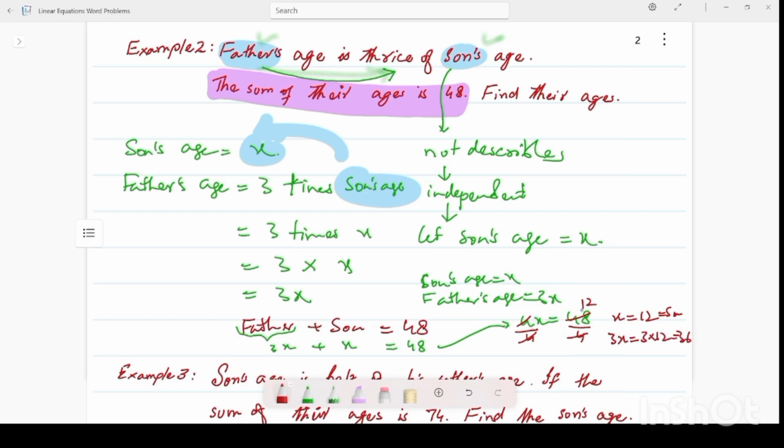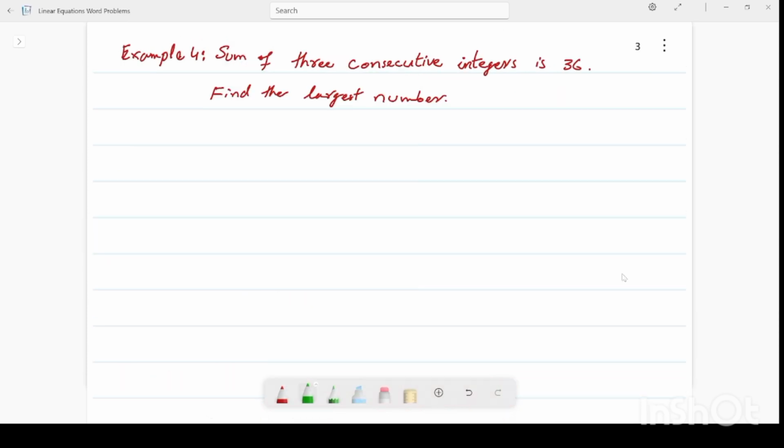So likewise we found the son's age and the father's age. In this question it says that the sum of 3 consecutive integers is 36. Find the largest number. But here comes the problem that we don't know the consecutive integers, and one more thing is which one is dependent and which one is independent. But before that we have to learn the concept of consecutive.